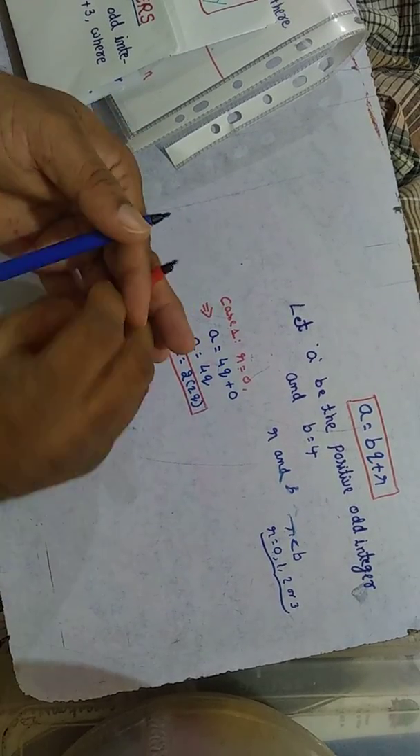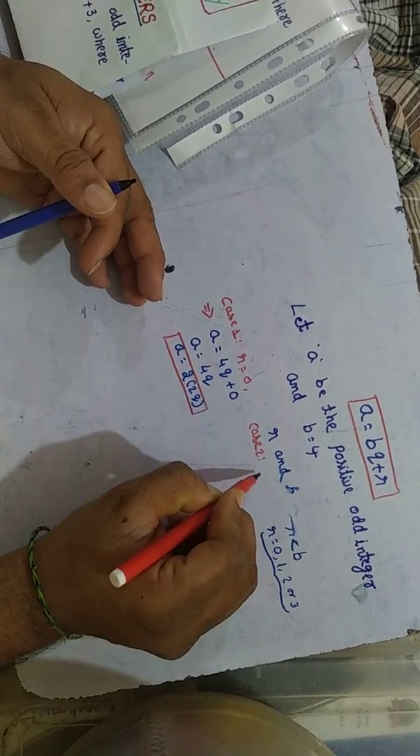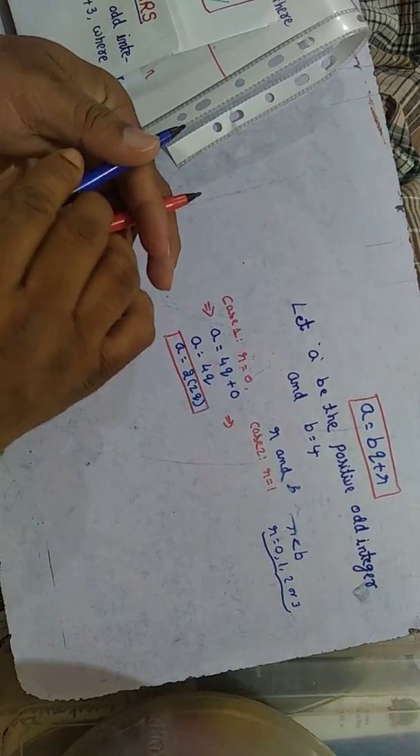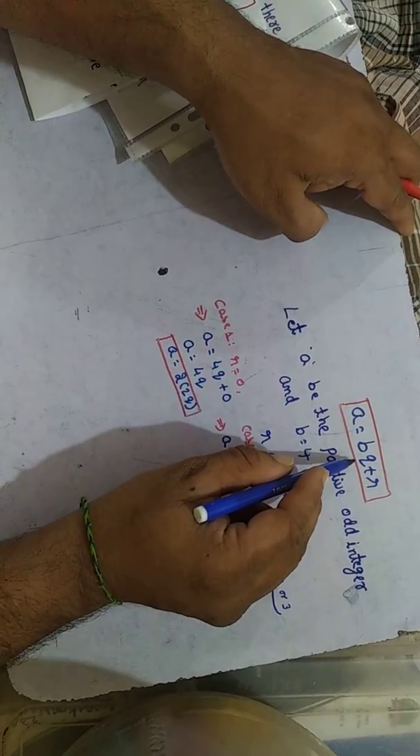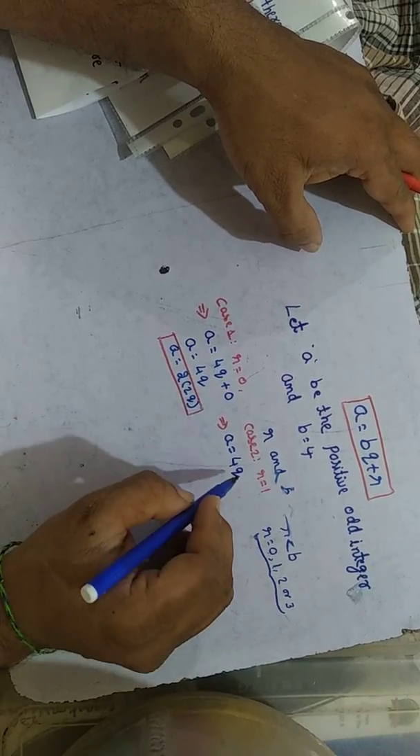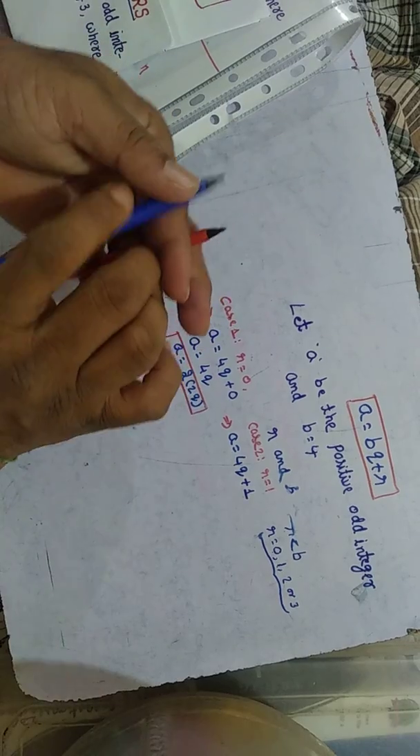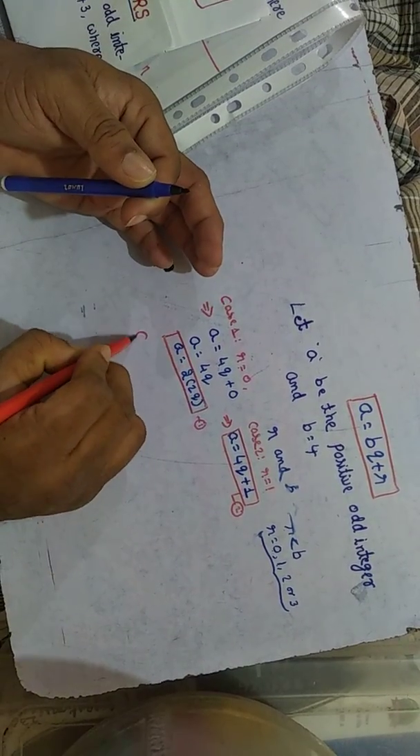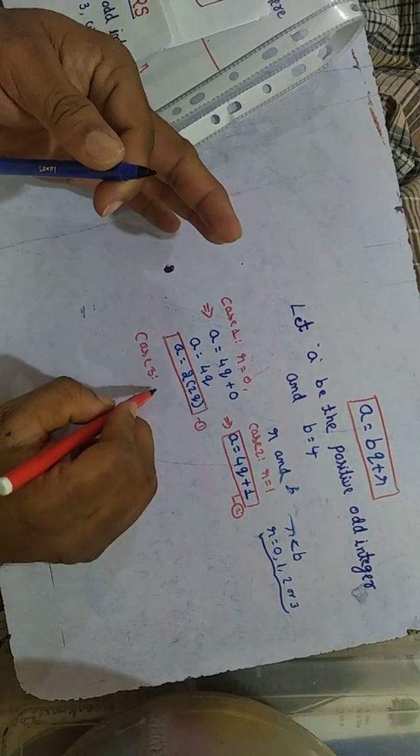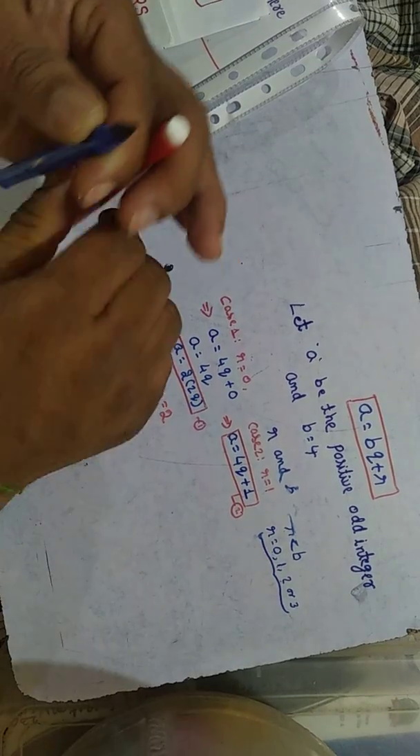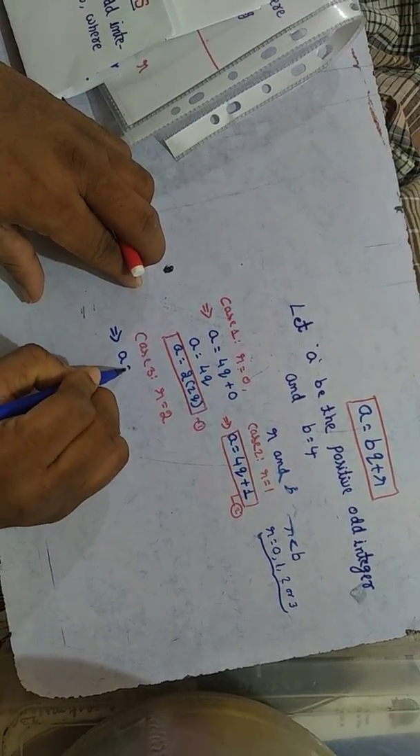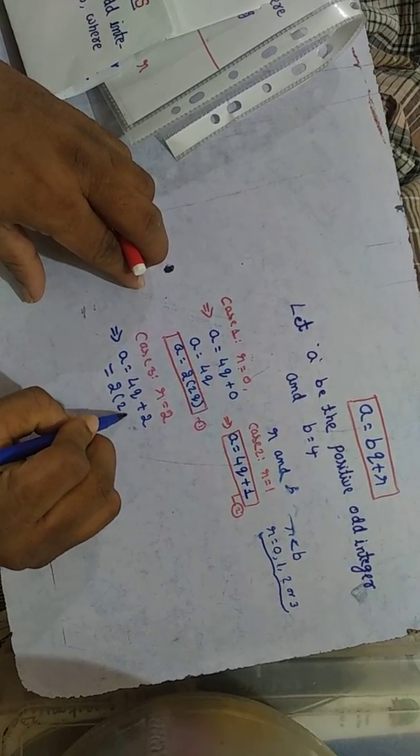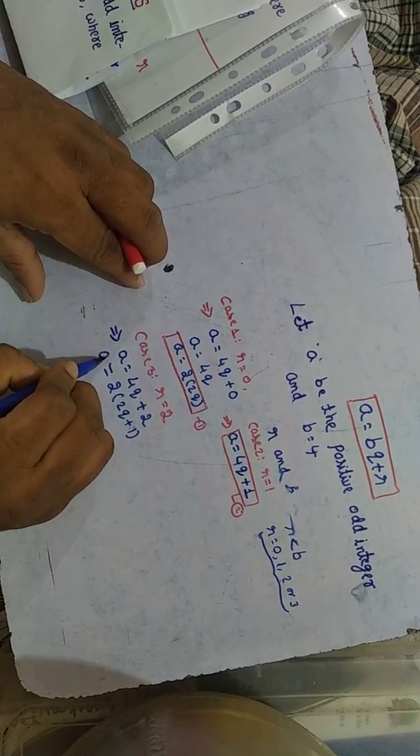Go to case number 2. The remainder may be 1. How to write? Apply the lemma here. It becomes a equals bq, and for b we have taken 4, so 4q, where q is any integer, plus remainder 1. Keep this as equation number 2. Again, go to case number 3. r equals 2 now. Apply the lemma here. It becomes a equals 4q plus 2. We can take 2 as common here: 2 into 2q plus 1. That's it for case 3.